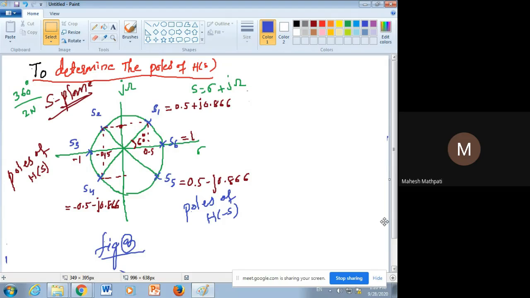Full stop. Since these are the poles of the product H of S and H of minus S, and we want a transfer function Hn of S to be stable, we can write it as 1 divided by the product of S minus Sk.